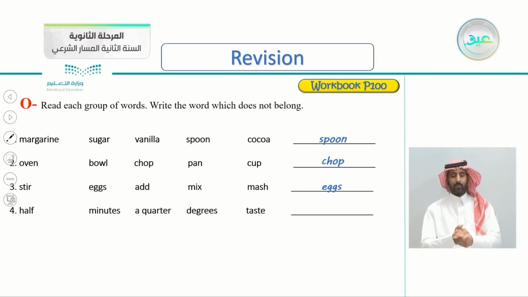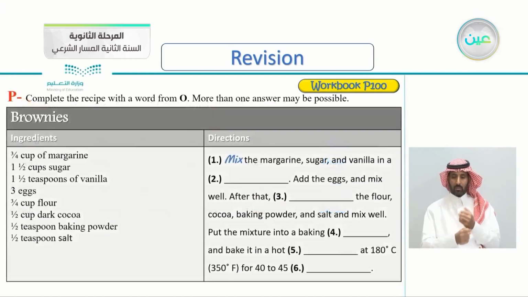Number 4, half, minutes, a quarter, degrees, taste. So which word doesn't belong here? It's the word taste, because all of these are measurements, half and a minute, quarter, and also degrees, but not the taste. The taste is an action also.